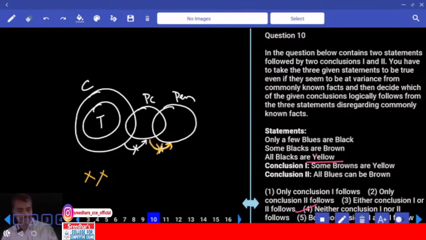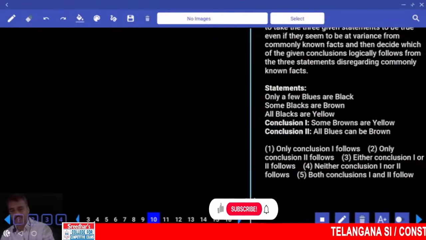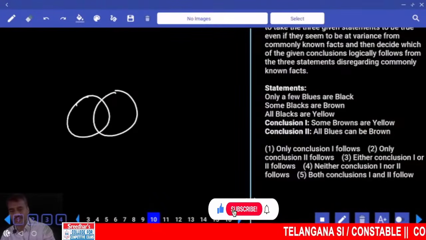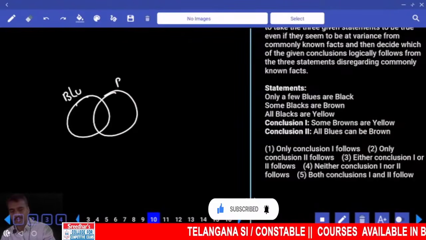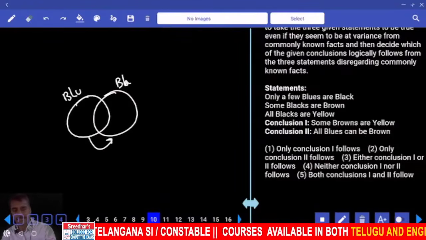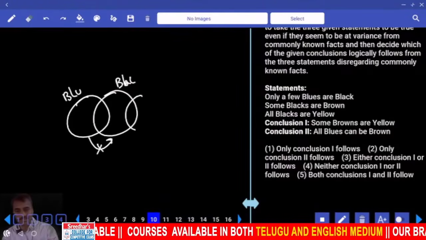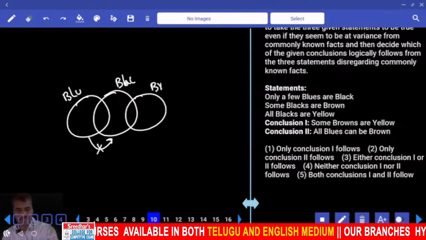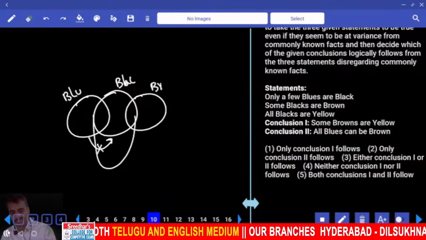Then the 10th one. Now only a few blues are black. Only some blues are black but not all. Now this entire blue is a part of what? Black. Some blue are black but not all. At the same time, some black are brown. These are the black that are brown, and all blacks are yellow. Now this entire black is a part of what? Yellow.